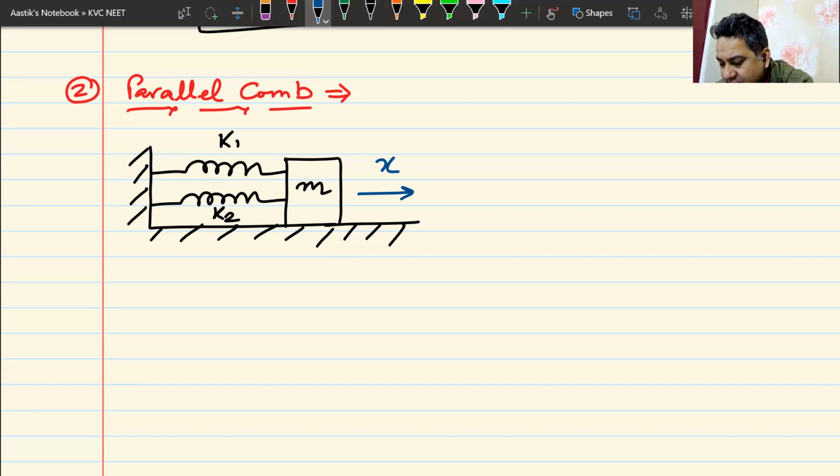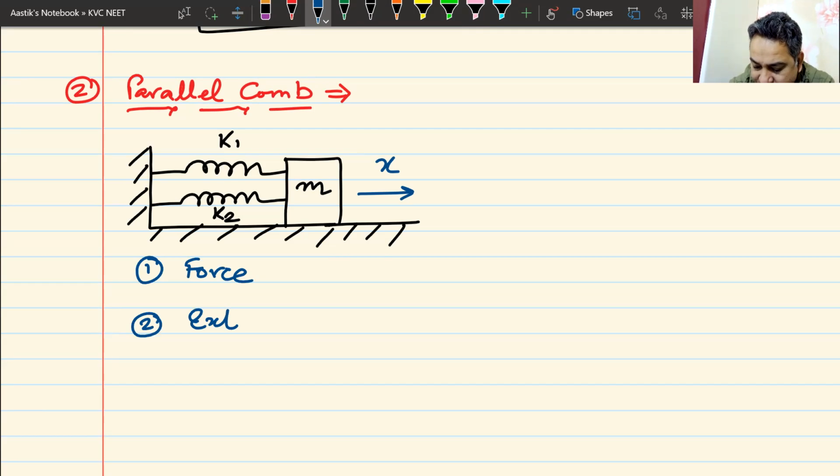Give me your thoughts. 2 things we have to discuss. What about the force in the springs? And what about the extensions or compressions in the spring? What do you think would be same and what do you think would be different? Let us talk about the extension or compression first of all.